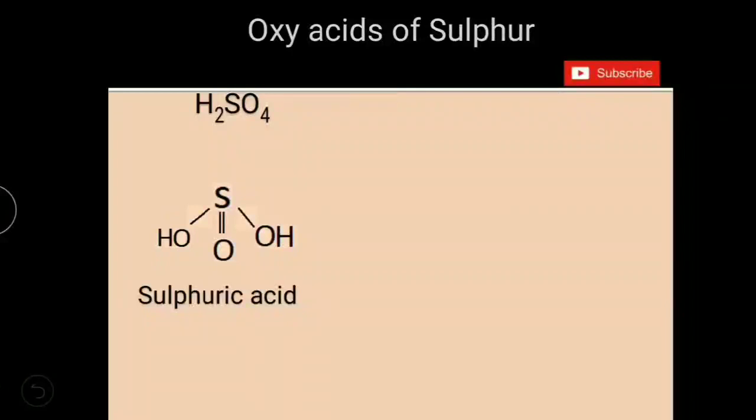And formula H2SO4, and in the structure till now you can see only 3 oxygens. So 4th oxygen should be there. That oxygen will be bonded to sulfur by means of double bond. So this is the structure of sulfuric acid.